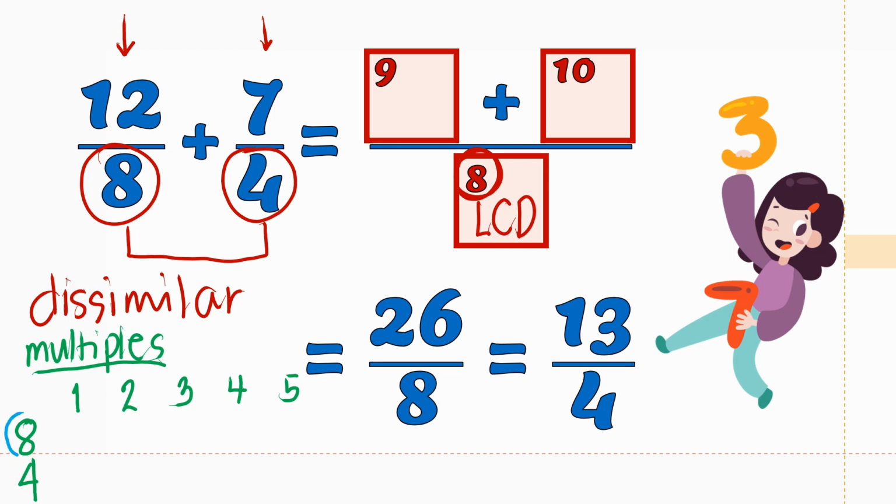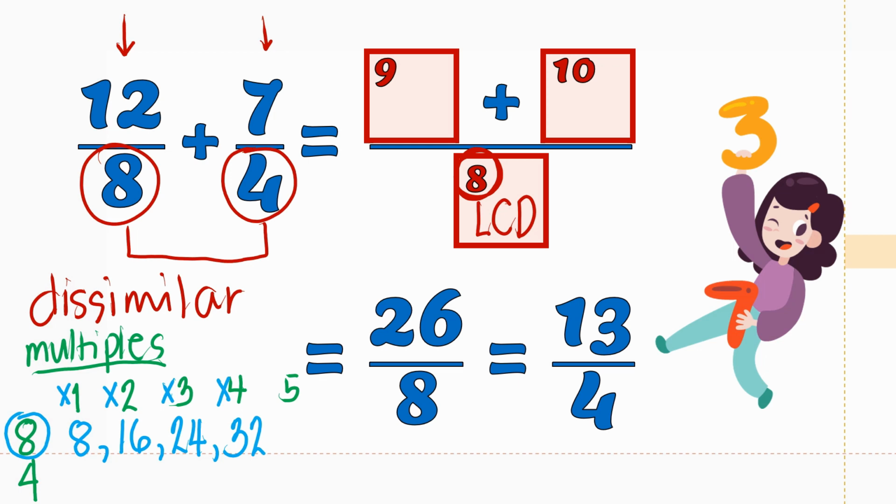So, kunin natin ang multiples ng 8 by multiplying it to 1. So, we'll have 8. Then, comma, times 2. 8 times 2 is 16. Then, comma. Then, times 3. 8 times 3 is equal to 24. Then, comma. 8 times 4 is equal to 32. Okay? So on and so forth.